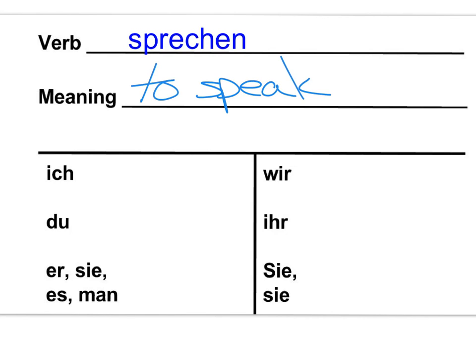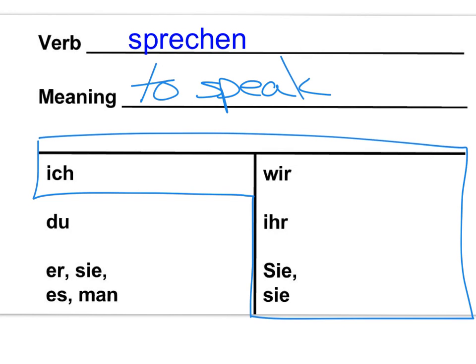It's irregular. So what's our first step? Let's fill it in. So ich is going to be what? Spreche. Everybody, spreche.